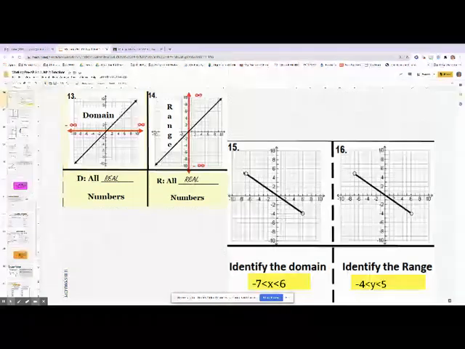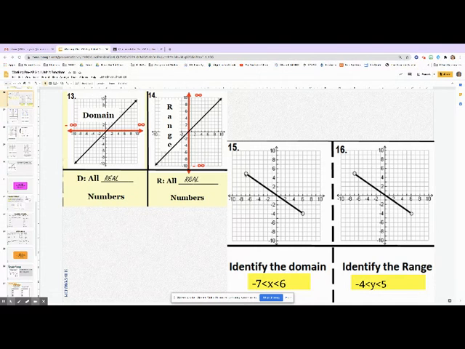There's an infinite number of points. But anytime it's restricted by either open or closed circles, you will have an inequality, with x being your domain, y being your range, going from left to right for your domain. So go to left, it's -7, all the way to right, +6. And then your range, you look up and down. So you go how far down, what's the lowest point, -4, all the way to +5.